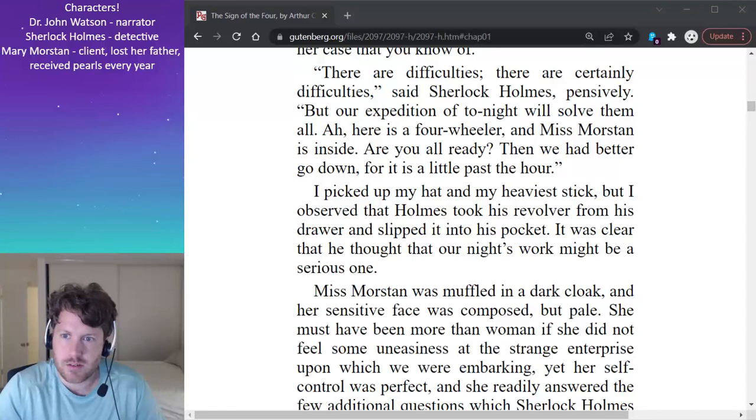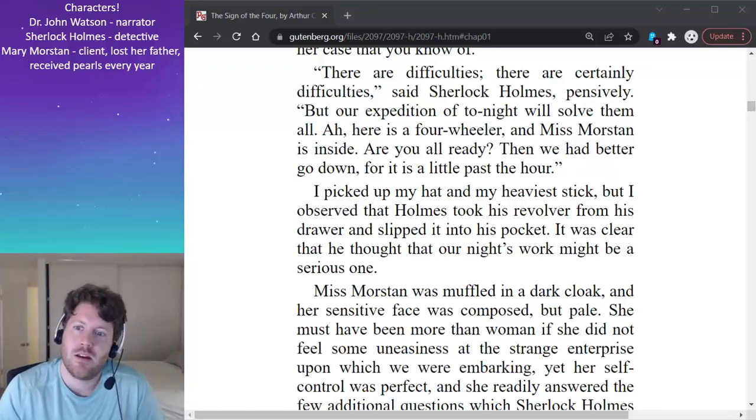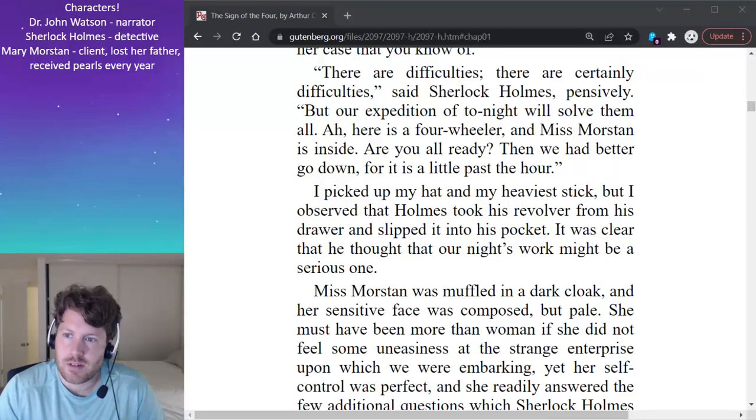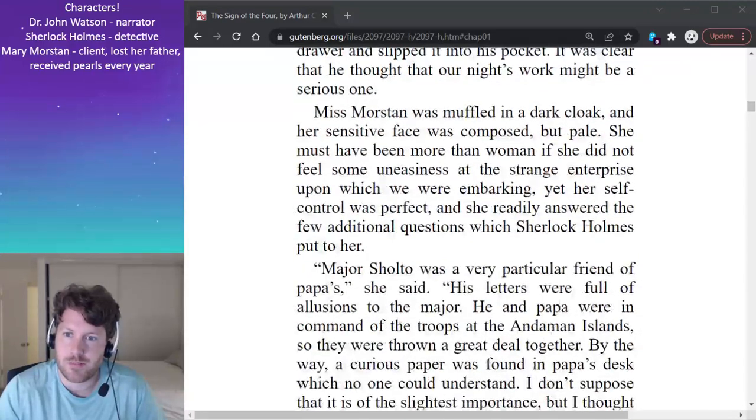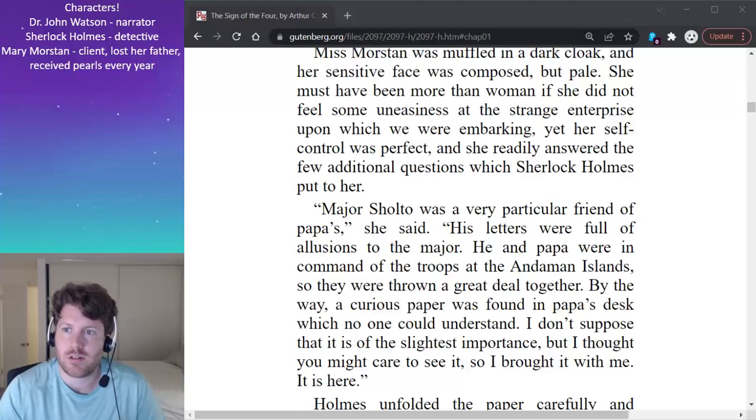"Ah, here is a four-wheeler, and Miss Morstan is inside. Are you all ready? We had better go down. It is a little past the hour." I picked up my hat and my heaviest stick, but I observed that Holmes took his revolver from his drawer and slipped it into his pocket. It was clear that he thought that our night's work might be a serious one. Miss Morstan was muffled in a dark cloak, and her sensitive face was composed but pale. She must have been more than woman if she did not feel some uneasiness at the strange enterprise upon which we were embarking. Yet her self-control was perfect, and she readily answered the few additional questions which Sherlock Holmes put to her.